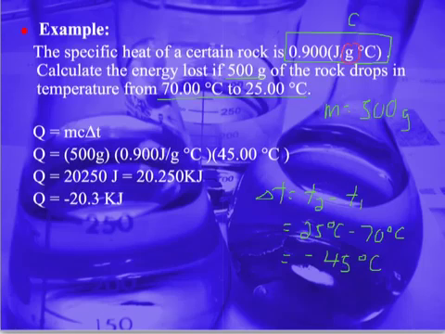Here is our formula. Q equals mc delta T. M is 500 grams. C, we were given, is 0.9 joules per gram degree Celsius. And our temperature change is negative 45 degrees. We do our math, and it becomes 20.25 kilojoules. Rounding for sig digs, our final answer is negative 20.3 kilojoules.